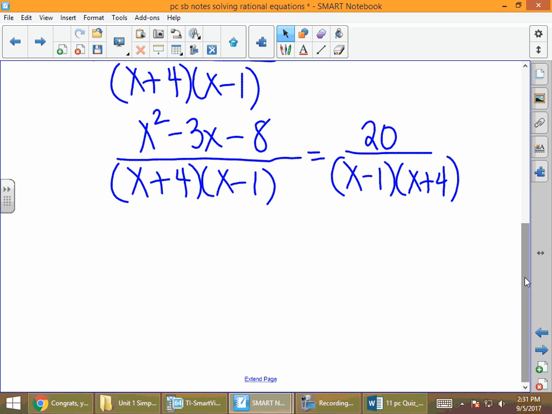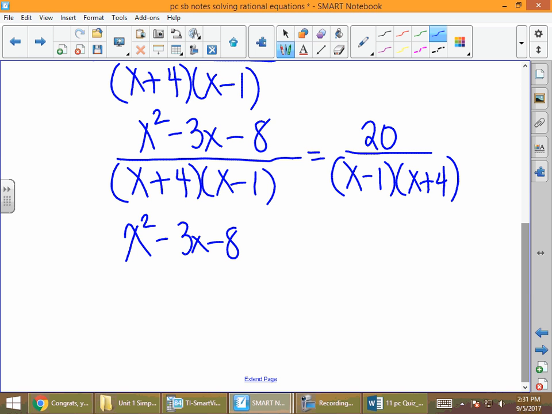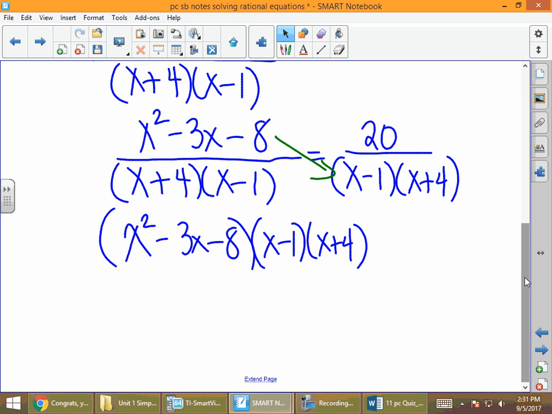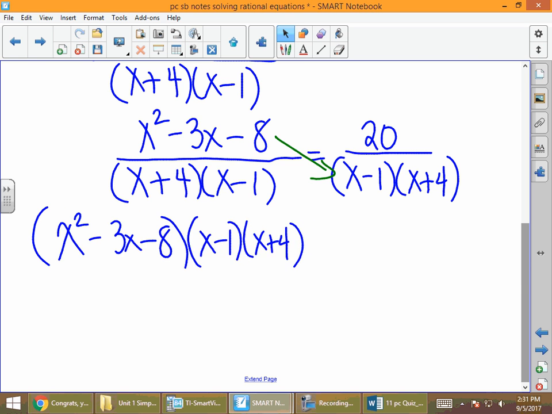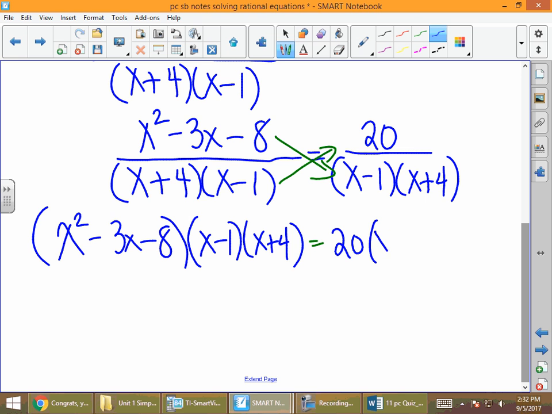So when we cross multiply, it's kind of an extra step, but when we cross multiply, we've got x squared minus 3x minus 8 times x minus 1 times x plus 4. We scoot that over. Equals 20 times x plus 4 times x minus 1.